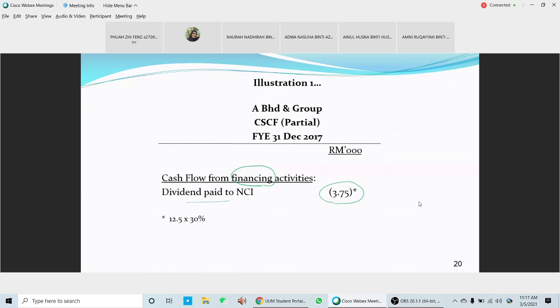Okay. So why is this one related to financing activities here? Because NCI here is a part of your equity items. So we're going to put it under financing activities.